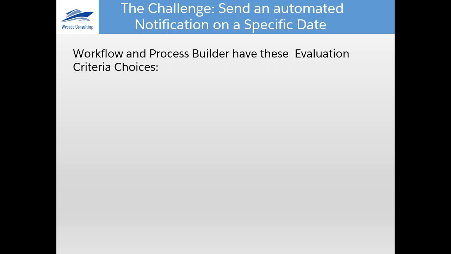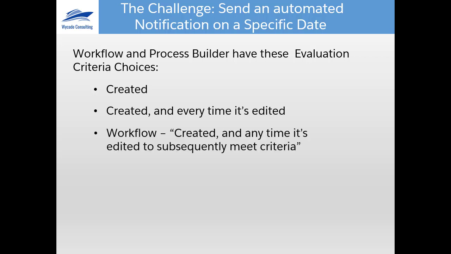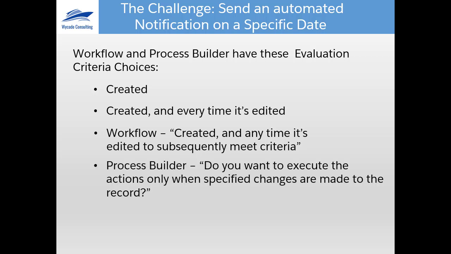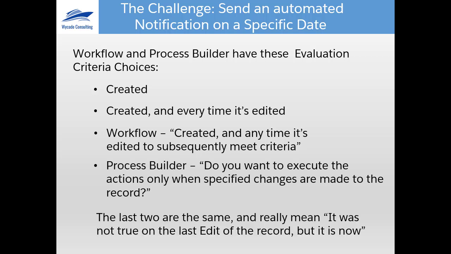Workflow and Process Builder have these evaluation criteria choices. Created: evaluate the record only when it's created and never look at it again. Created and every time it's edited. And Workflow has created and anytime it's edited to subsequently meet criteria. Process Builder has, do you want to execute the actions only when specified changes are made to the record? The last two are the same, and they really mean it was not true on the last edit of the record, but it is now.